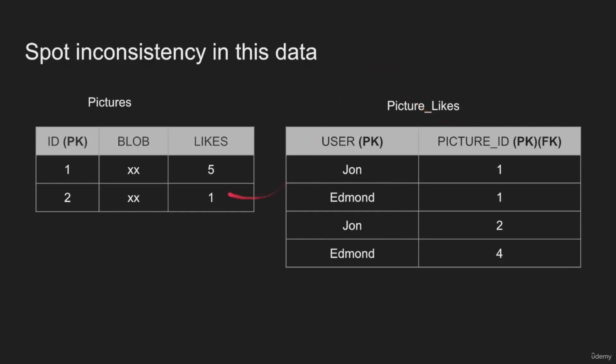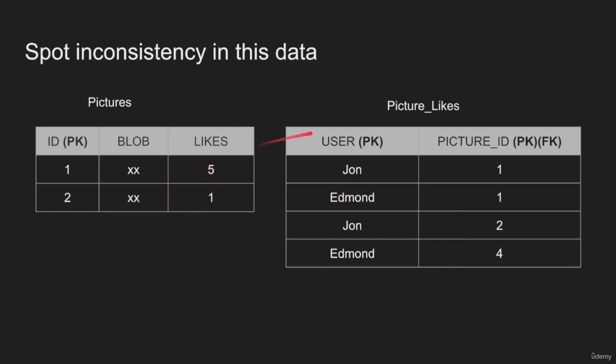So you might have already spotted picture 1 got 5 likes, but if you actually query the likes table, you can see that picture 1 only got 2 likes. So something got out of sync. This is an inconsistent referential integrity. Another inconsistent referential integrity is you have Edmond liking picture 4, but if you actually want to get the actual picture in the pictures table, picture 4 doesn't even exist. So that's also an inconsistent result. So someone deleted this picture, but they didn't have a cascading event to delete the likes effectively, right? Leaving those effectively orphaned, right?